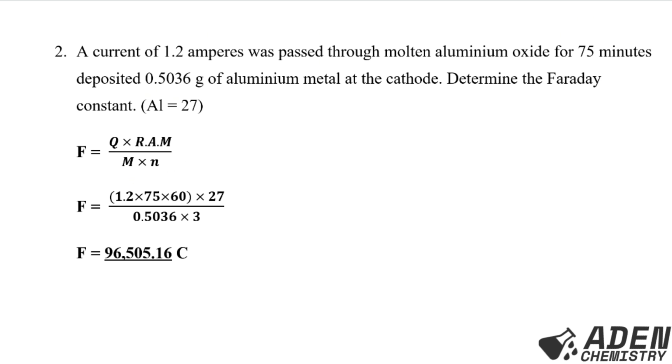Here we have aluminum oxide as our electrolyte, so it contains aluminum ions. So the value of the charge of aluminum is 3. That is the 3 that we have there. When we put all this in the calculator, we get 96,505.16 coulombs as our Faraday constant.